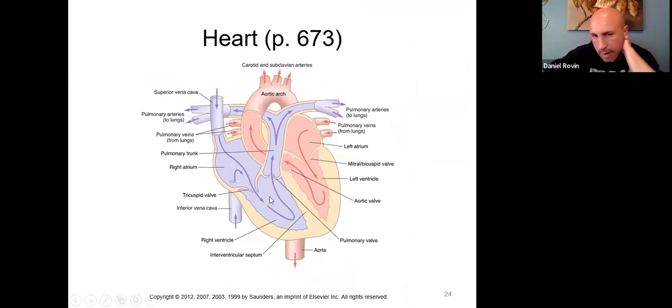Again, it is drawn blue on the right because of oxygen poor content. It is drawn red on the left because of oxygen rich content.